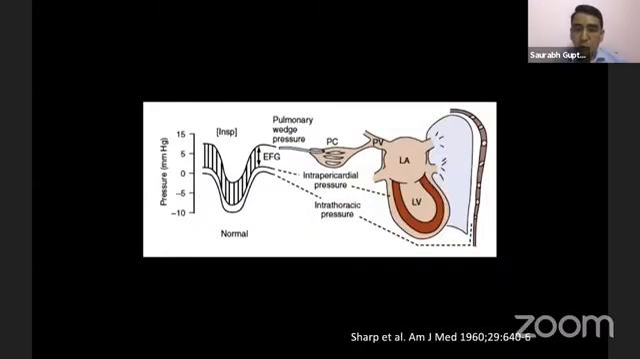Now, how blood flows from lungs to the left ventricle depends upon what is the pressure in the pulmonary capillary wedge, what is the pressure in the pericardium, and what is the pressure in the intrathoracic region. If the intrapericardial pressure increases, as you can see over here, your effective filling pressure is going to come down. And this determines how, even with the increase in the wedge pressure, whether or not the left ventricle will fill in a given patient.